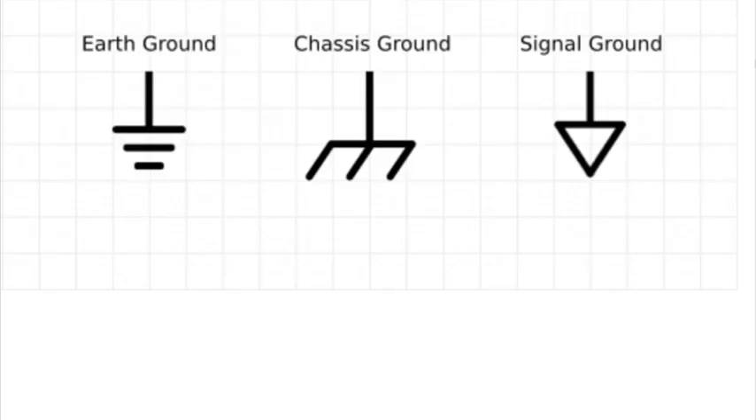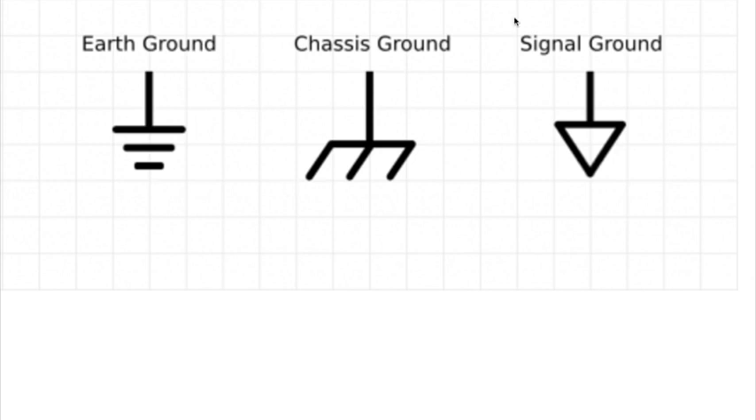There are three different types of ground symbol. We have earth ground, chassis ground, and signal ground. Now, all of these symbols mean ground. They mean the same thing. All of the ground symbols mean that the charged electrons want to flow to ground to achieve zero voltage, or in other words, get rid of their additional charge. The only difference between these three symbols is where you would use them in a circuit schematic.